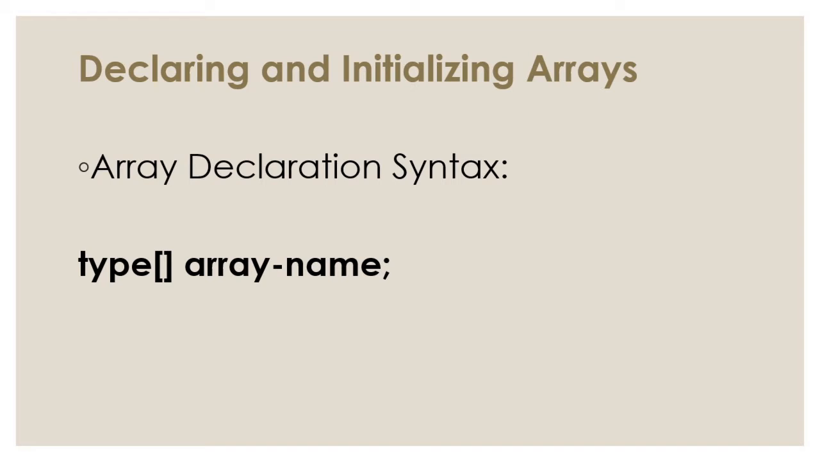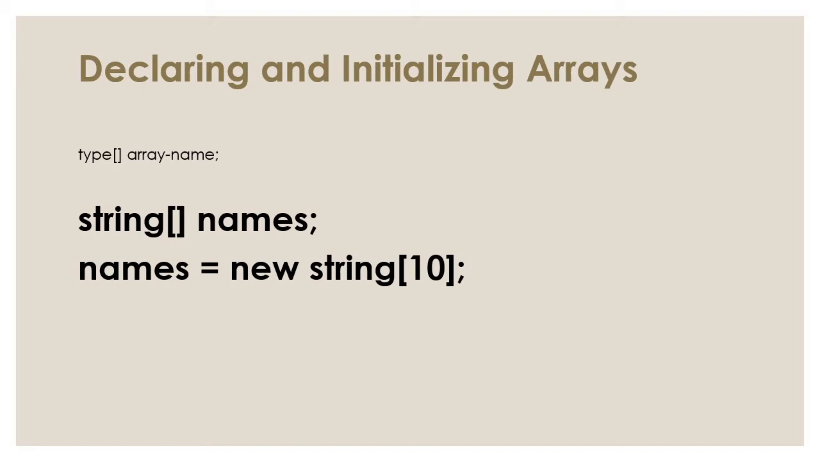Okay, so let's look right at the first example. If you look here, string is our data type. So the first thing we do is we type in string, then the open and closing brackets, and then the name of the array, which in this case is names. At the end, we'll put a semicolon to finish the line. What that does is it declares an array, but it's not really useful to us yet. We're going to have to initialize it like we do here on the second line.